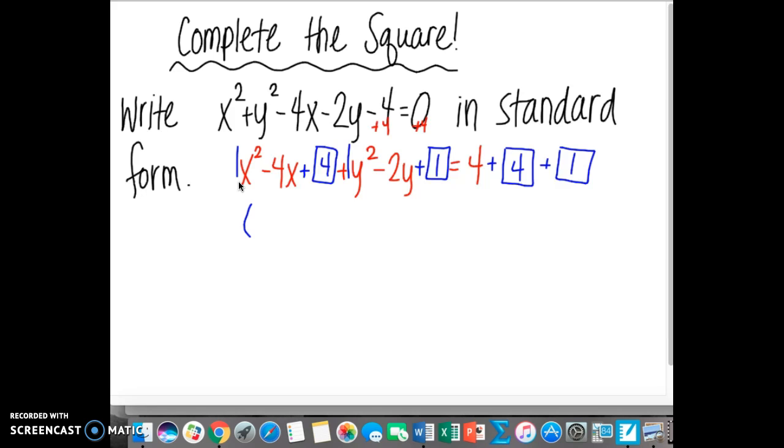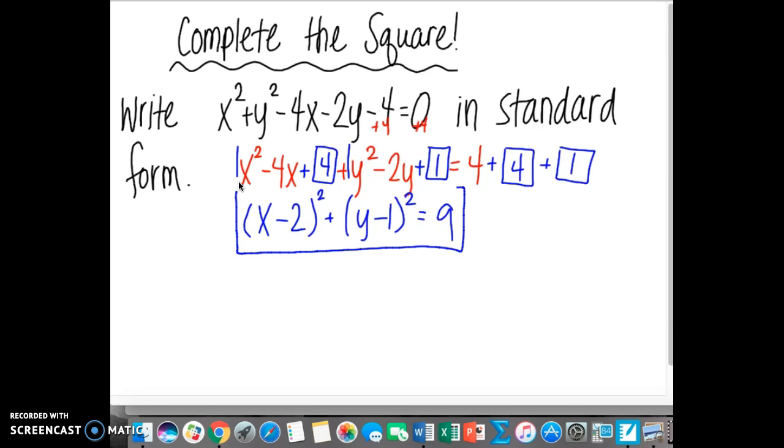So now we can factor these into the first term, x minus 2 quantity squared. And anytime you factor this, it's just the b term divided by 2. So negative 4 divided by 2 is negative 2. So that's why we have x minus 2 quantity squared plus, in our next set of parentheses, take that negative 2. Negative 2 divided by 2 is negative 1. So y minus 1 quantity squared equals, and on the right-hand side, you can just add up our values. 4 plus 4 is 8, plus another 1 is 9. So we have x minus 2 quantity squared plus y minus 1 quantity squared equals 9.